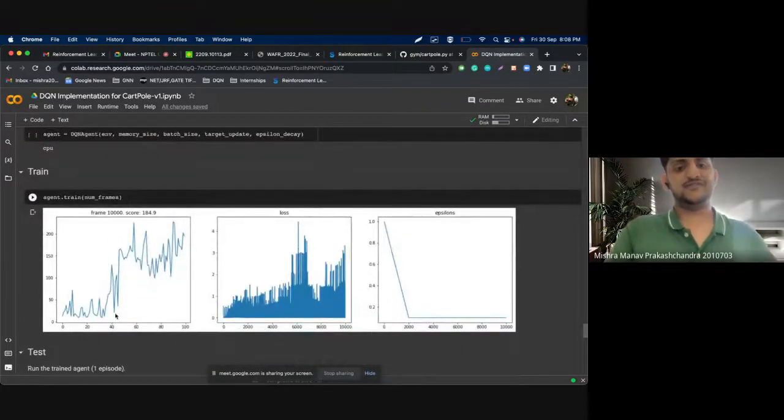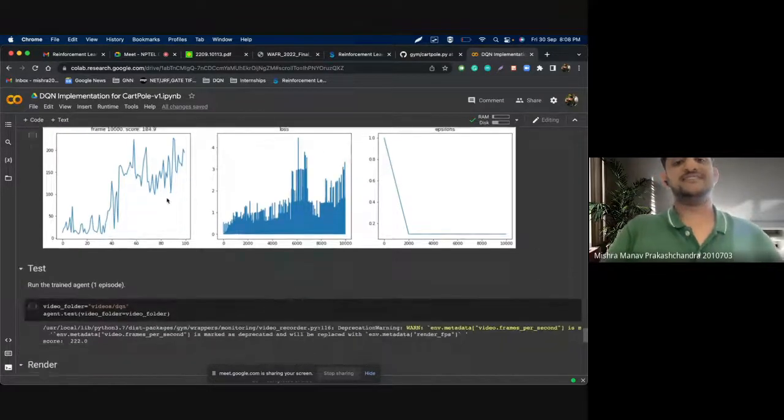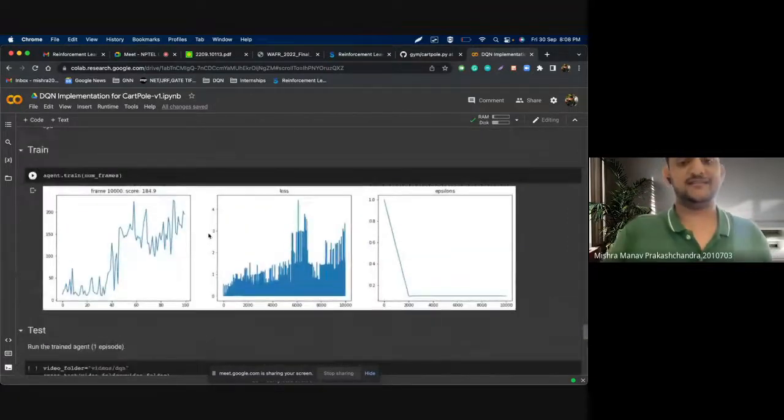And this is how the training looks for 1000 frames. A frame is basically each step that I take in the CartPole environment. So each step is one frame, okay? This is how the learning looks. This is the score, the evolution of the score with each time step or each frame. This is the corresponding loss function, and this is how the epsilon decays. Okay, so this has been trained. I'm not training it right now, it will take some time.